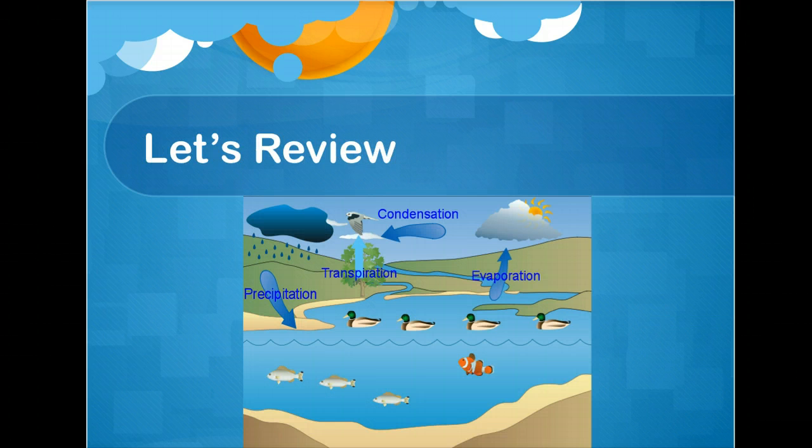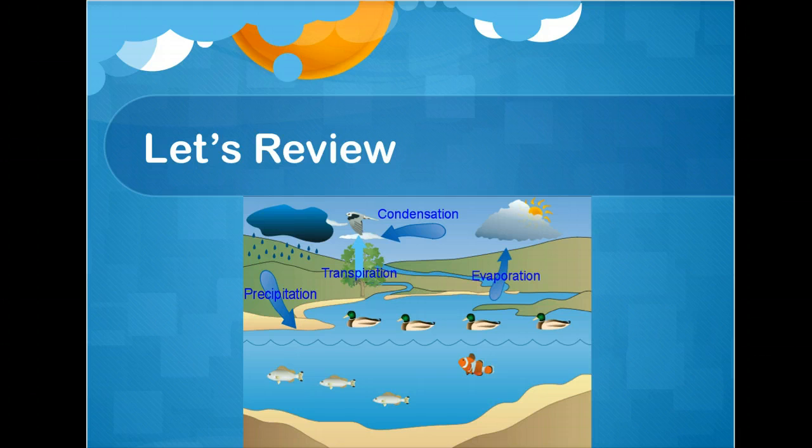So let's review what we just learned. Let's look at our water cycle chart right here. We have water and then we have an arrow pointing up. That's because the sun is heating up the water in the lake, so that water that's liquid is becoming a gas, which is water vapor.